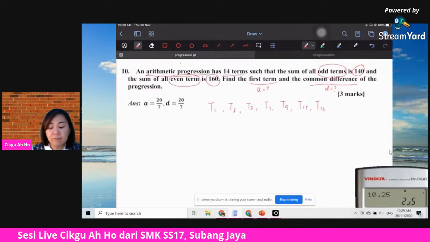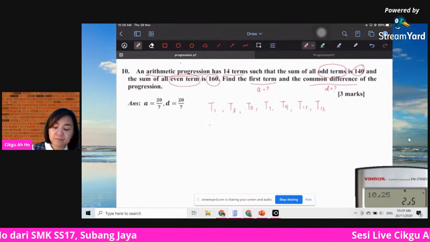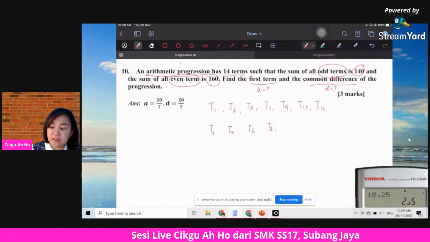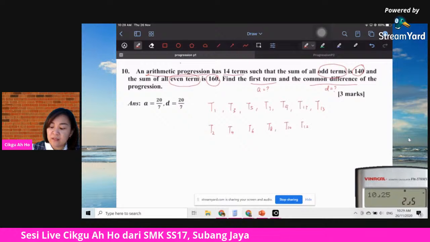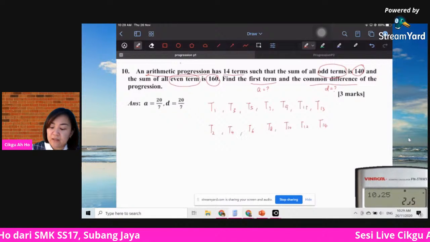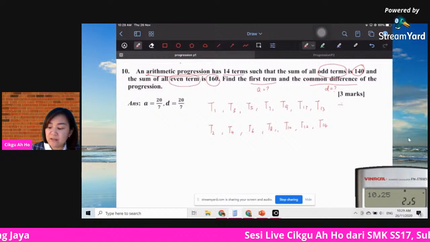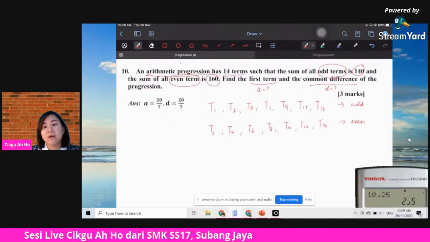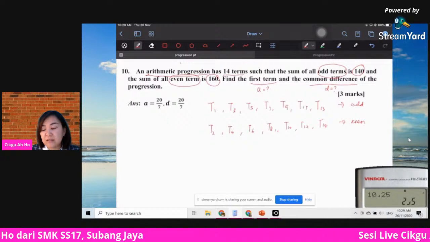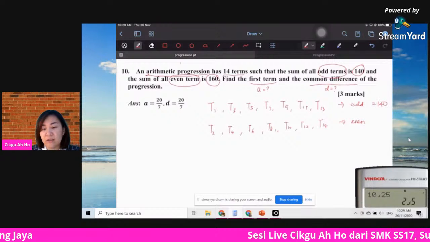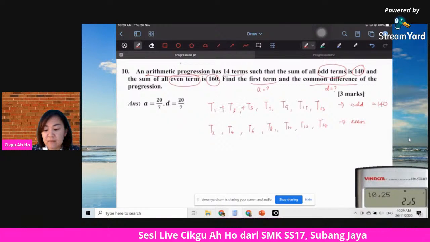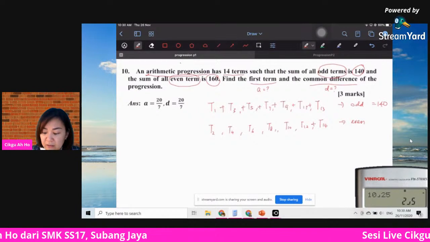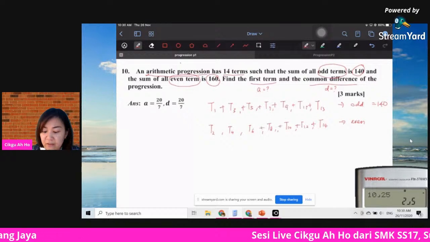How about your even terms? You list out: T2, T4, T6, T8, T10, T12, and T14. So it is easier for you to understand. This is called odd terms, and this is your even terms. The total of all the odd terms is equal to 140. You add everything here and it is equal to 140. Then you add all the even terms and you get 160.